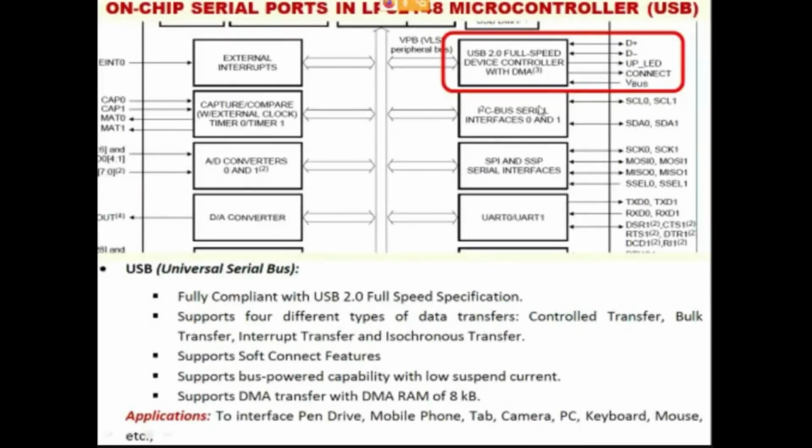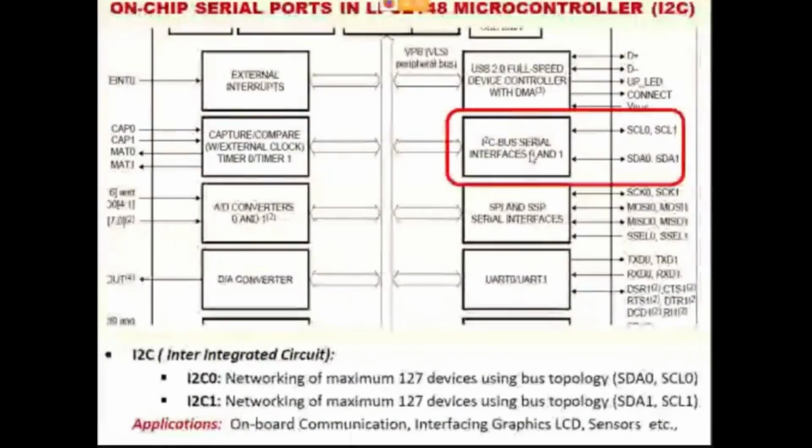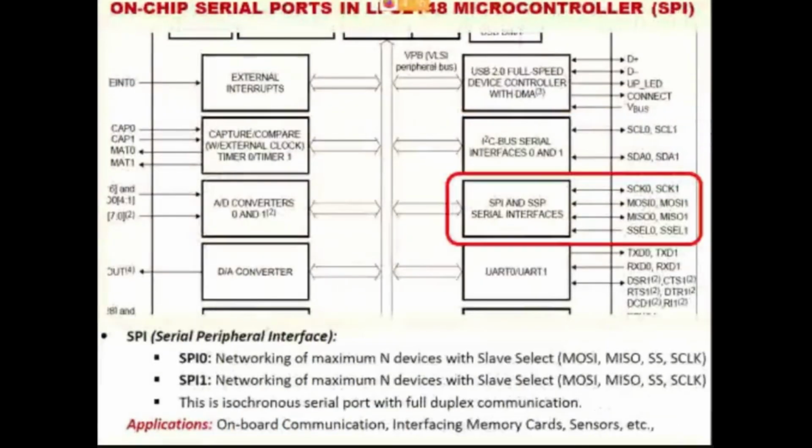And LPC2148 has the I2C bus, because the I2C bus is very important for on-board communication, which is a clock-based synchronous serial communication protocol, where SDA is the serial data and SCL is the serial clock. There are 2 I2C serial bus interfaces in LPC2148. And SPI. What is SPI? Serial Peripheral Interface. SPI is mandatory for our SD card, because it is a high-speed full duplex serial communication protocol.